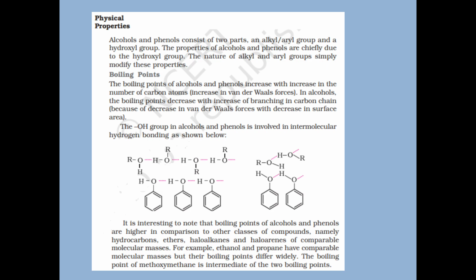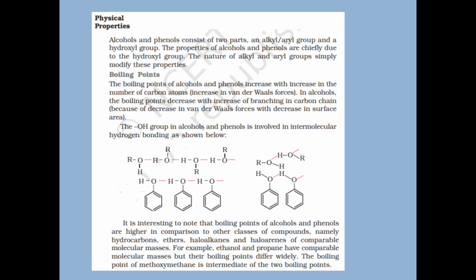The OH group in alcohols and phenols is involved in intermolecular hydrogen bonding. So due to this intermolecular hydrogen bonding, the boiling points of alcohols and phenols are higher than ether or alkane compounds. It is interesting to note that the boiling points of alcohols and phenols are higher in comparison to other classes of compounds, namely hydrocarbons, ethers, haloalkanes, haloarenes of comparable molecular masses.